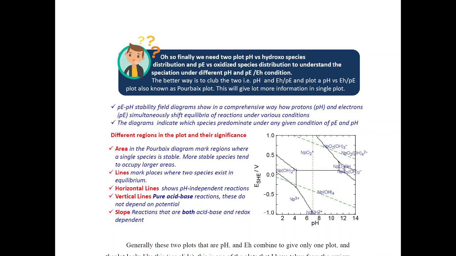Now, pE-pH stability field diagrams show in a comprehensive way how protons and electrons simultaneously shift equilibria of reactions under various conditions. The diagrams indicate which species predominate under any given condition of pE and pH. Different regions in the plot, the significant areas in the Pourbaix diagram, mark regions where a single species is stable. More stable species tend to occupy larger areas. Lines mark places where two species exist in equilibrium. Horizontal lines show pH independent reactions. Vertical lines, pure acid-base reactions. These do not depend on potential. Sloped lines are reactions that are both acid-base and redox dependent.